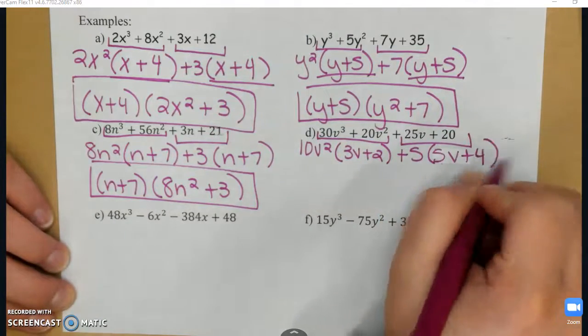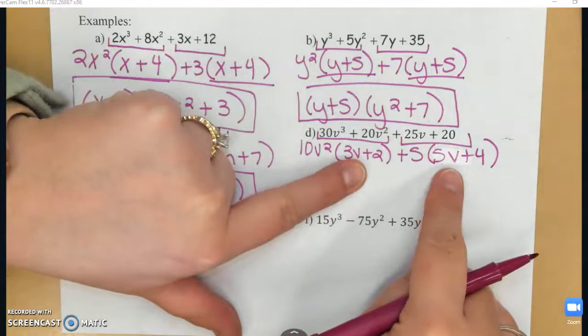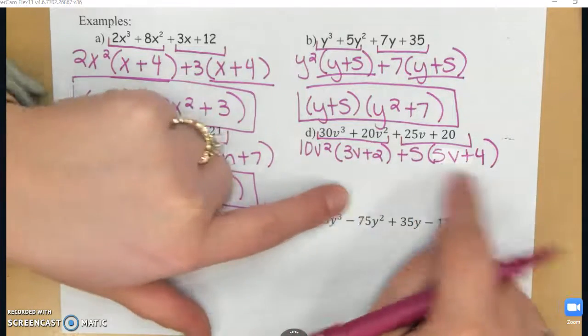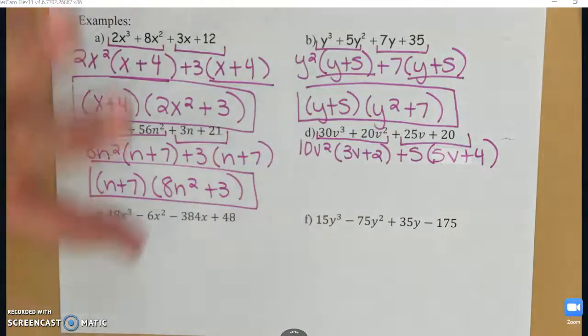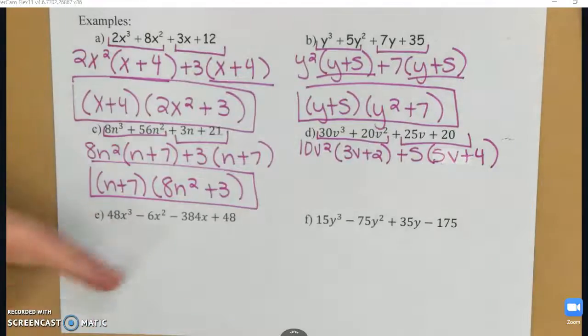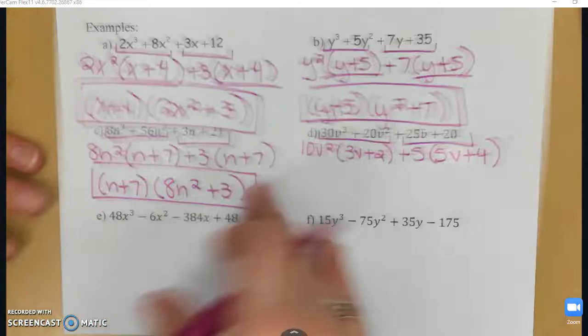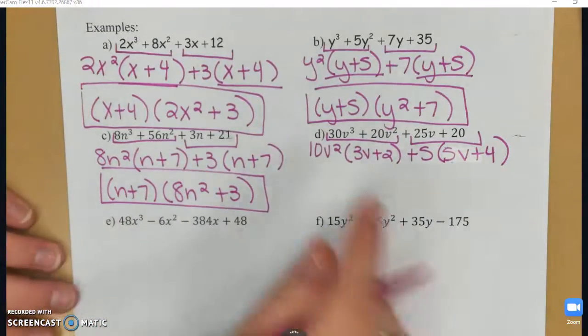Now, what I have factored, the inside leftovers do not match. So I cannot factor this any further. This is done. We can't do what we've done on A, B, and C because these don't match. So that's it. That's as much as we can do.